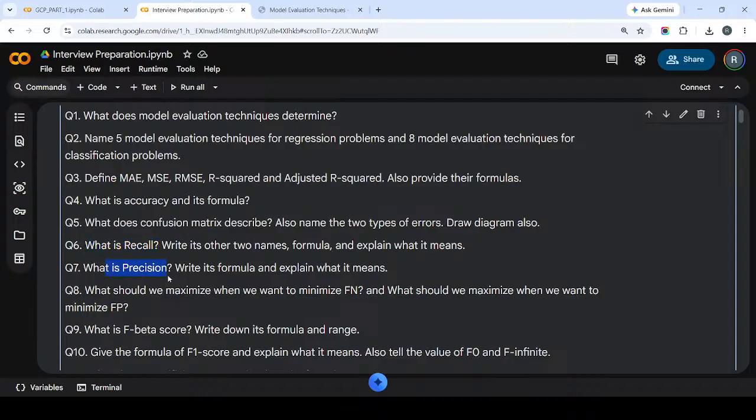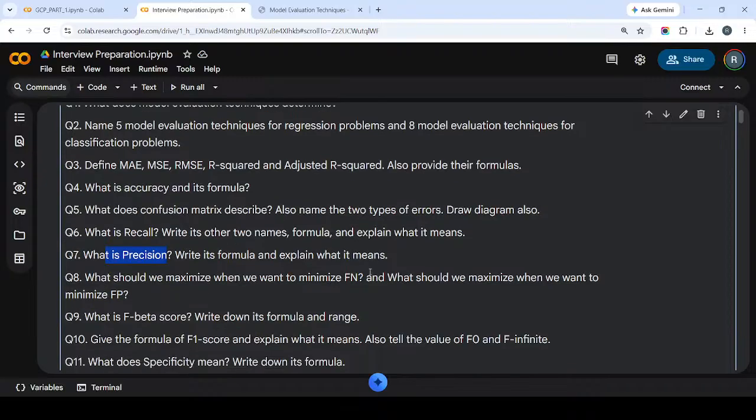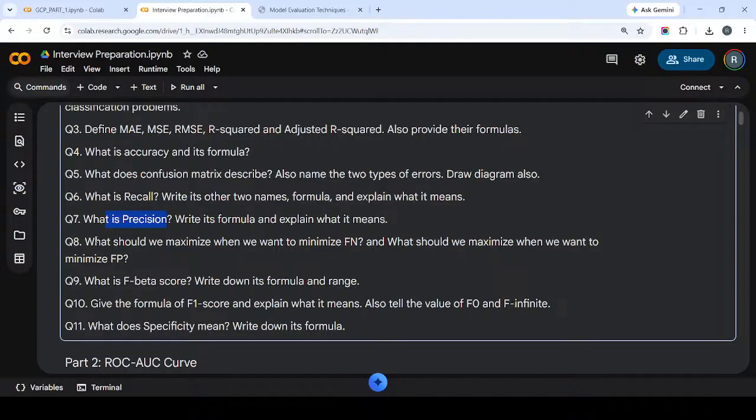Then we see what precision is, see its formula and explain what it means. Then we discuss what should be maximized when we want to minimize false negatives. We say that if we want to minimize false negatives, we need to maximize recall. And when we want to minimize false positives, we need to maximize precision.